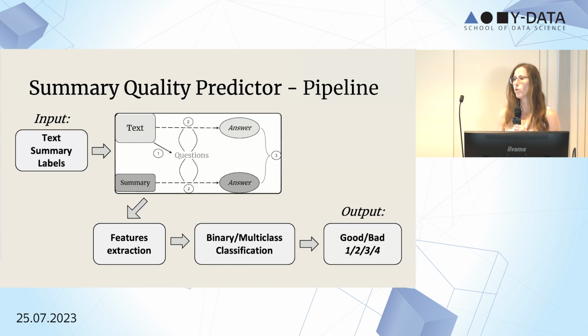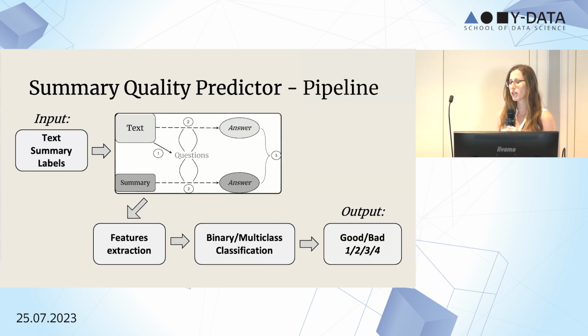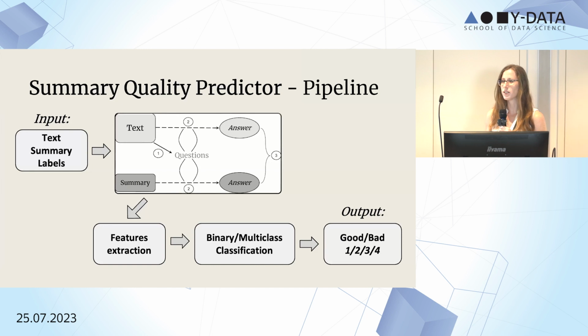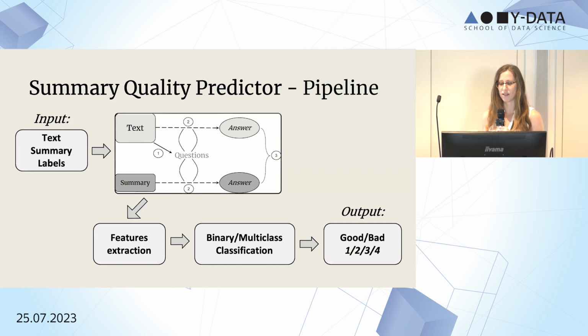We focus on 2 optional classification models. The first is a multi-class classification that aims to predict the quality of a summary out of the 4 original labels. And the second is a binary model that aims to predict if a summary is just good or bad. So the two end parts of this pipeline actually represent 2 optional classification models and outputs.